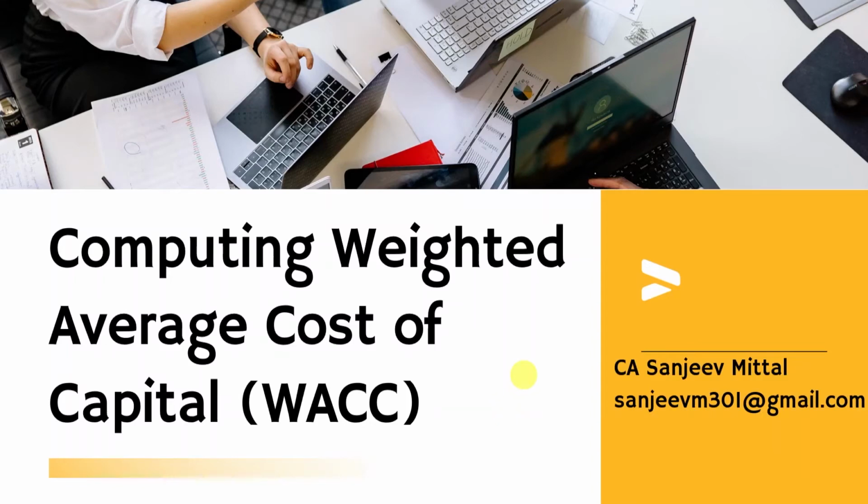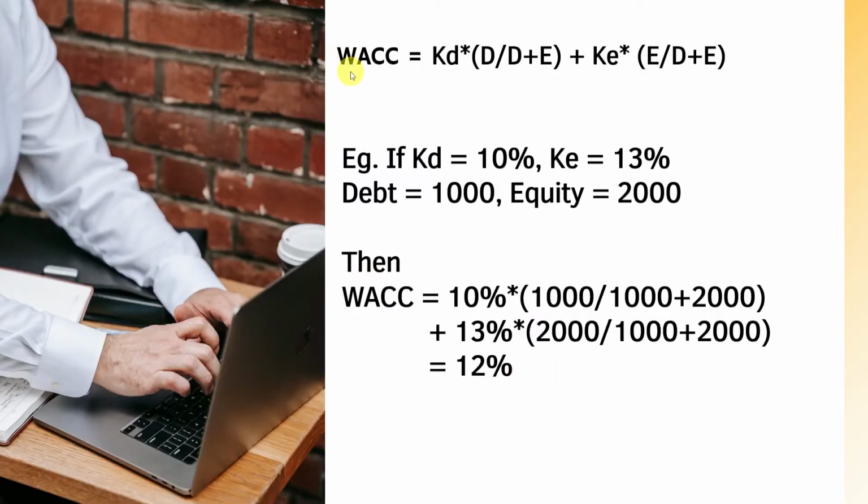Let's try to compute our weighted average cost of capital, which means WACC. For calculating WACC, we simply need the weight of debt, which is debt upon debt plus equity, and then we multiply this number with the cost of debt. In a similar manner, we calculate the weight of equity, that is equity value divided by debt plus equity, and then we multiply this number with the cost of equity. In this way, we get WACC.